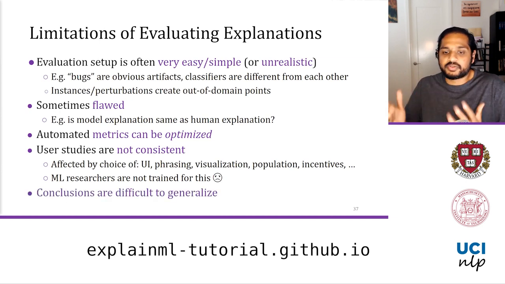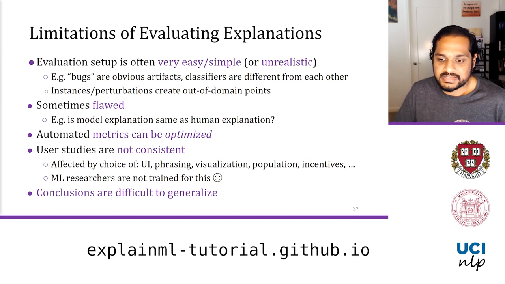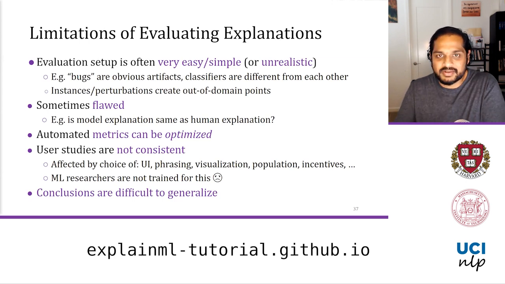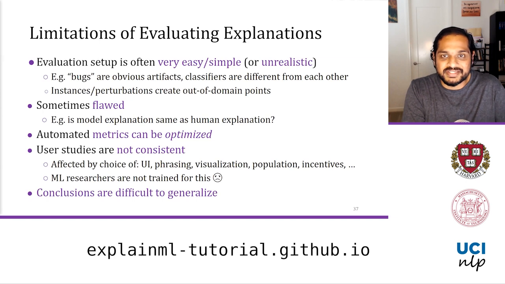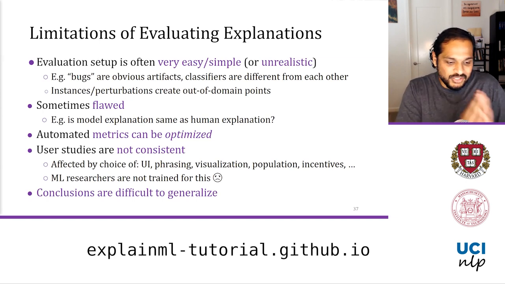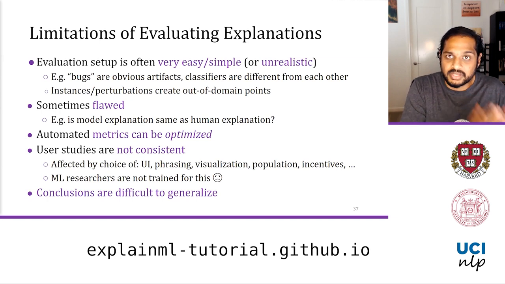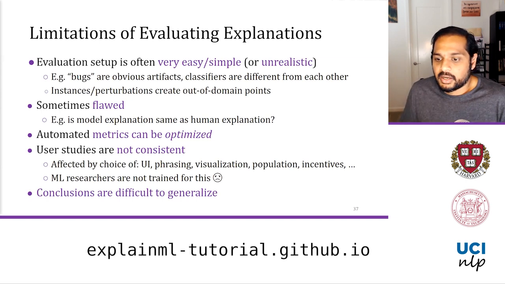And so because of all of these things, often the conclusions that one paper makes about an interpretability technique are difficult to generalize beyond the setup that you actually used. So when you say our explanation technique worked better, the way to think about this is it worked better in the specific experiment setup you had, with the specific user study, the way it was designed. And it's not always obvious how much you can take those and generalize.